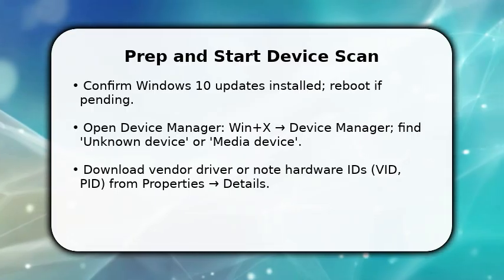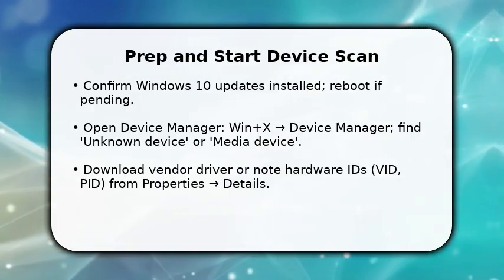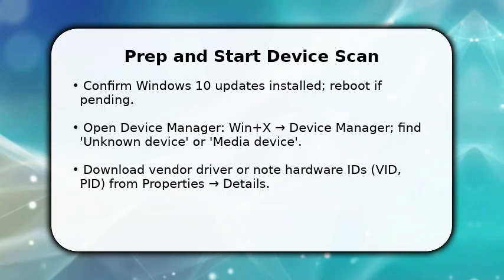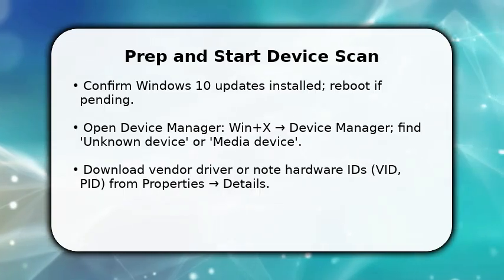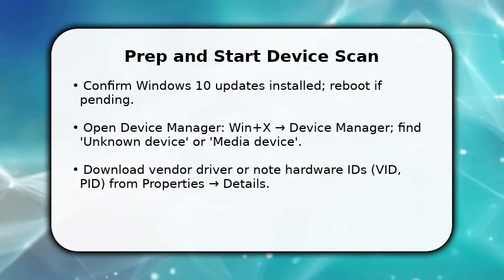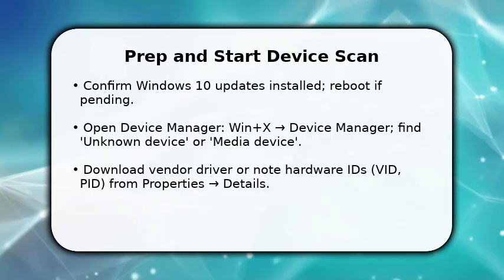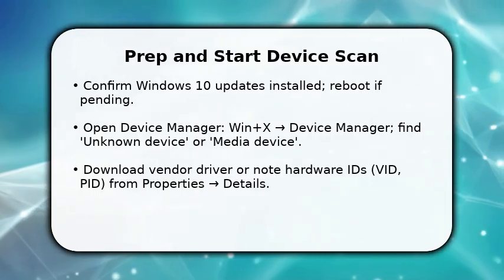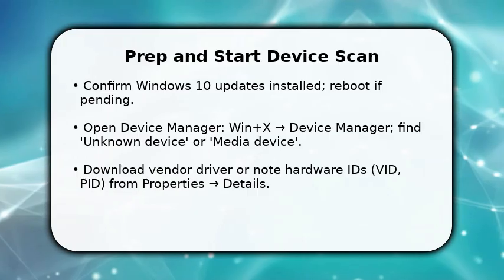You begin by making sure Windows 10 is up to date, and you reboot if updates are pending. This prevents conflicts. Next, press Win plus X and open Device Manager to locate the problem entry. Look for Unknown Device or any media-related yellow triangle. Once found, open Properties and copy the hardware ID, VID, and PID. That lets you fetch the exact driver from the vendor.